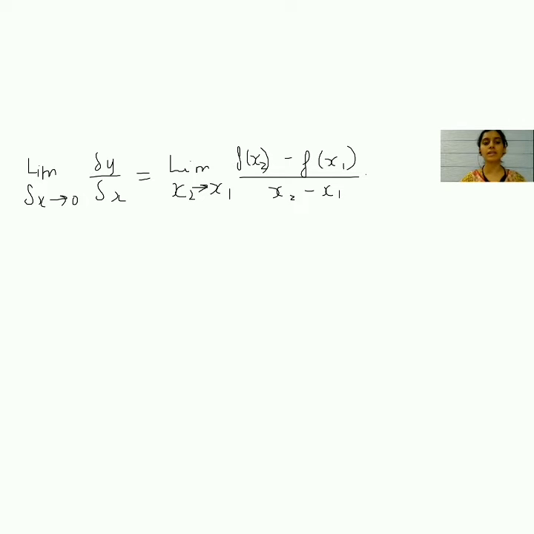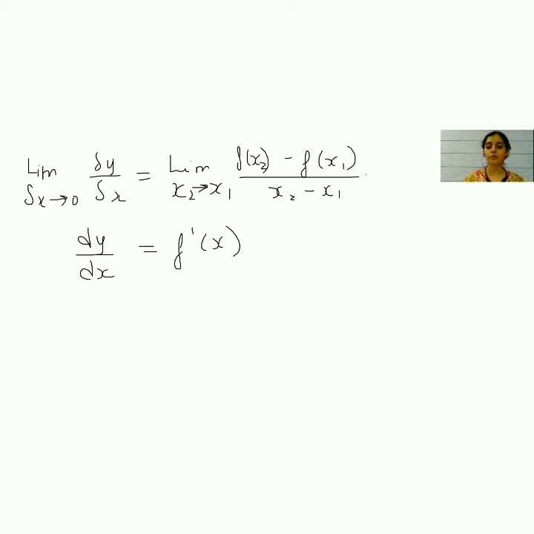Now what is limit delta x tending to 0 of delta y by delta x? It is dy by dx, right? dy by dx is equal to f dash of x, the derivative of f of x, given by f of x2 minus f of x1 upon x2 minus x1. So this is the basic definition of derivatives, dy by dx.